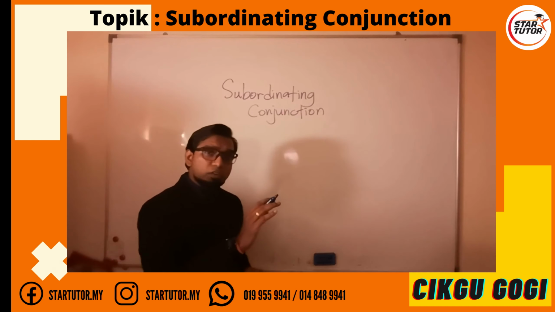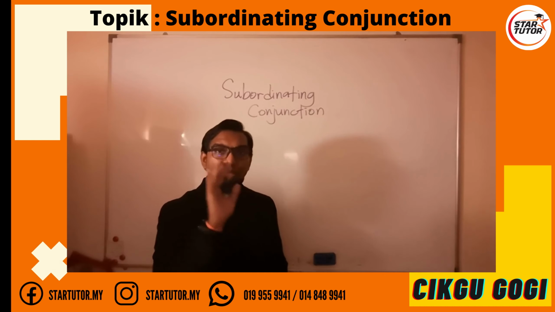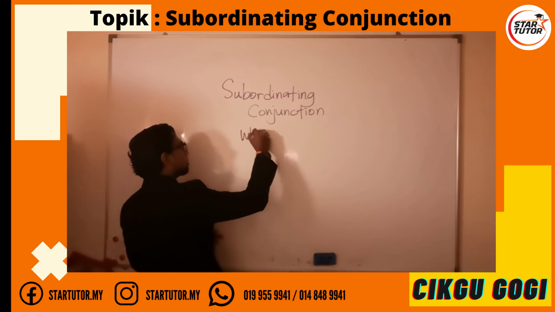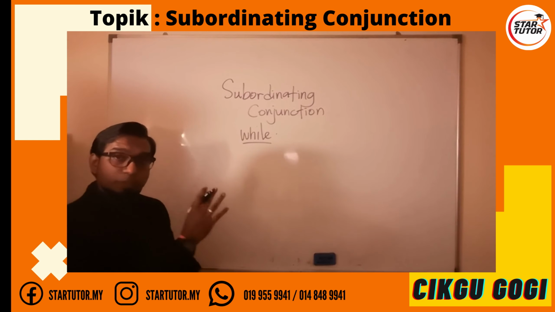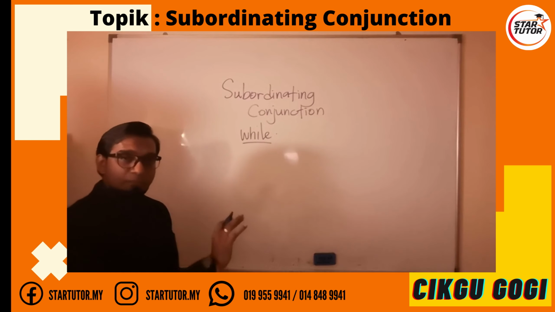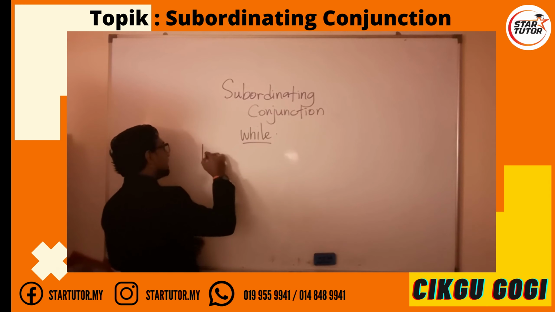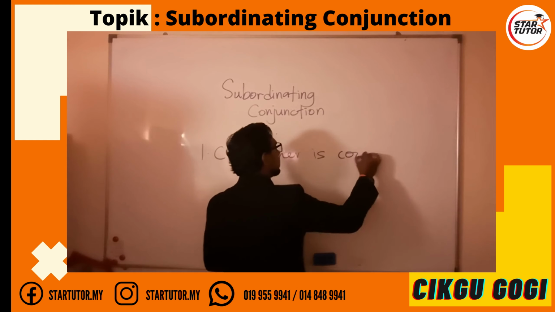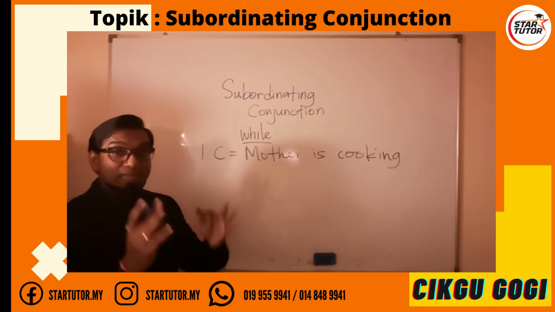For coordinating conjunctions, we all know the FANBOYS. All the other conjunctions except FANBOYS are called subordinating conjunctions. So let's take "while" as an example. We will be using the word "while" as a subordinating conjunction, and I'll show you how to combine an independent clause with a dependent clause. I'll create an independent clause first: Mother is cooking. An independent clause is a complete sentence that can stand by itself. That's why we call it an independent clause.